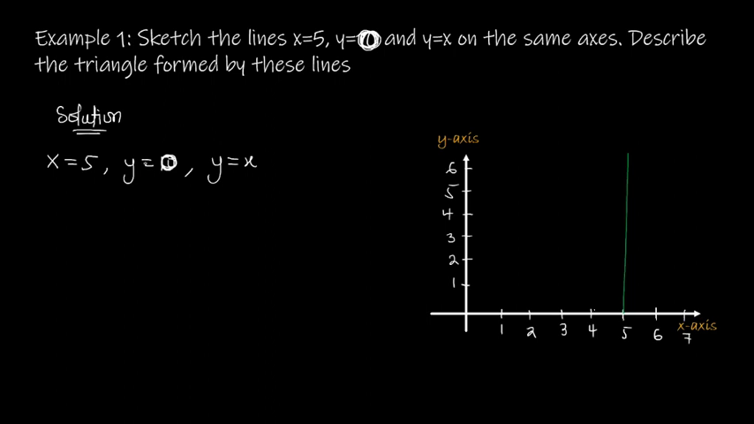Now the second line is y is equal to 0. So we have our y to be 0. Because y is 0, it is going to lie on the horizontal axis, which is our x-axis. In the previous example we saw that whenever y is equal to a number, it is always horizontal and parallel to the x-axis. This time around it is not 1 for us to draw at the top here, it is 0, so it will be on the axis over here.